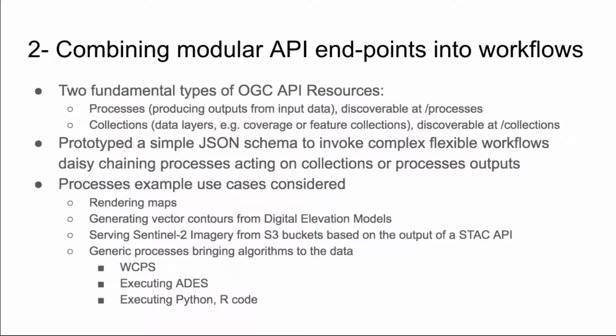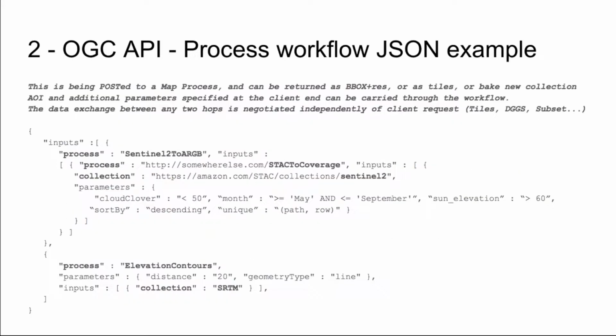And then if we dig into the first one, it actually uses two processes, and it nests the STAC at the deepest part. If we look at the deepest part, we're basically looking for Sentinel-2 scenes with less than 50% cloud cover between May and September, and with a sun elevation below a certain threshold, and we want to sort them in descending order and only have a unique row and path. So we cover everything and we get the most recent imagery without clouds, in the summer, and well lit.